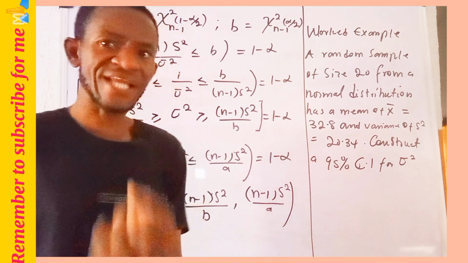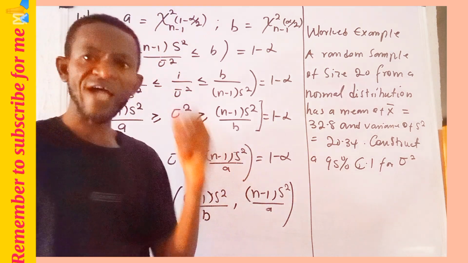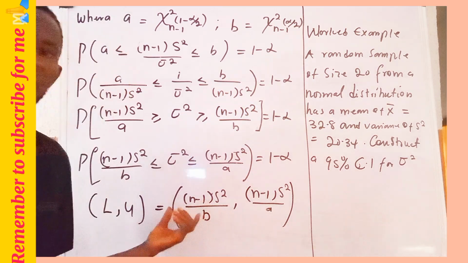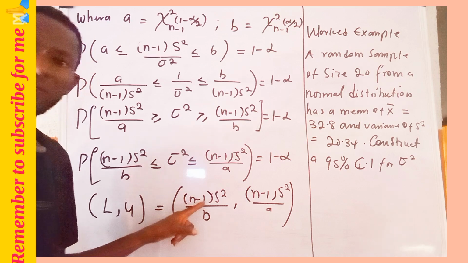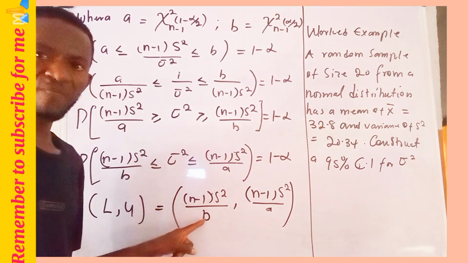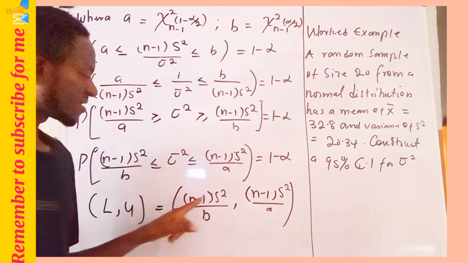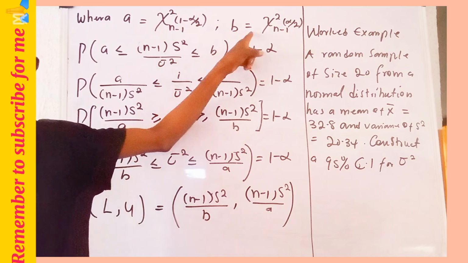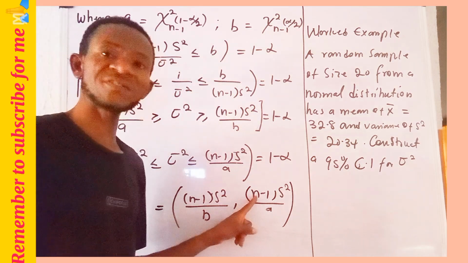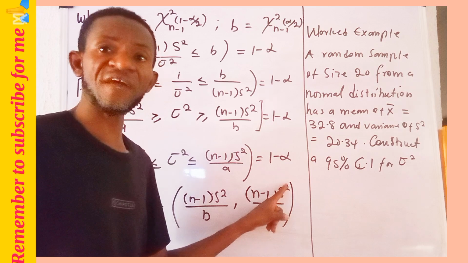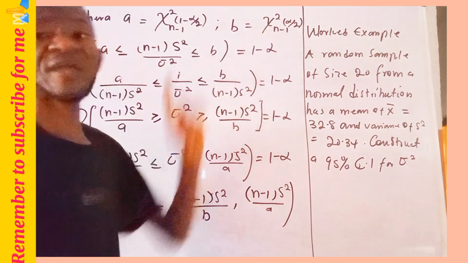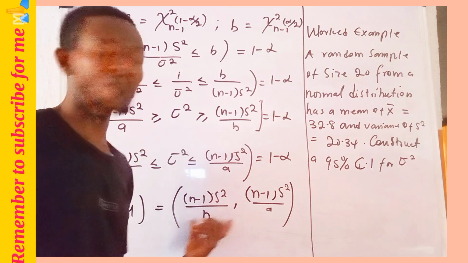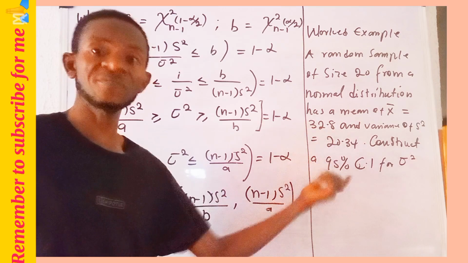I have told ourselves earlier that each time you are told to construct the interval for one population variance, the interval is given as n minus 1 times s squared all over b, where n stands for the sample size, s squared stands for the sample variance, and b is as defined here. Then n is the sample size, s squared is the sample variance, and a is as defined here. So we are going to make use of what we have derived earlier to apply whatever we can deduce from this question.